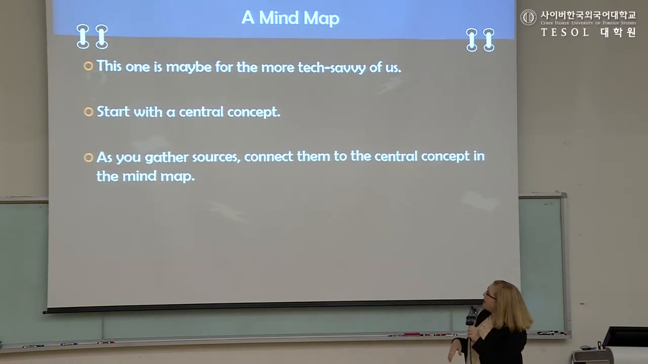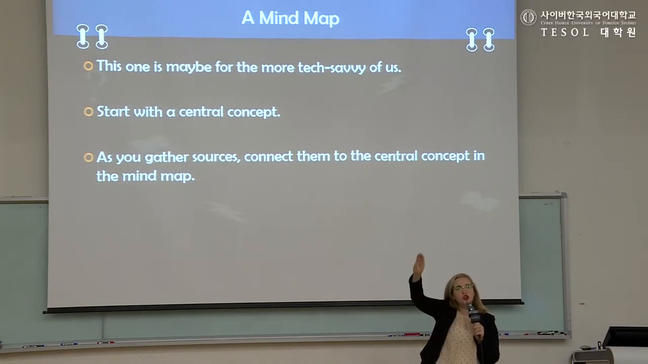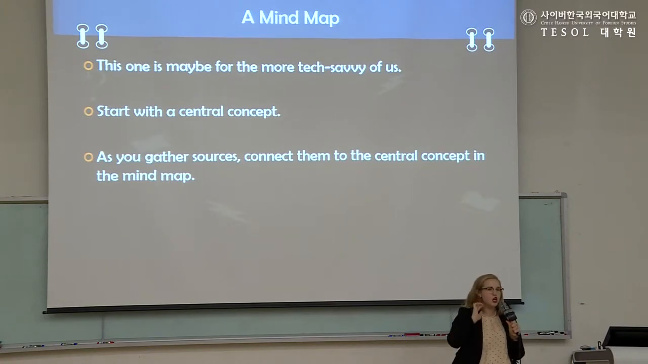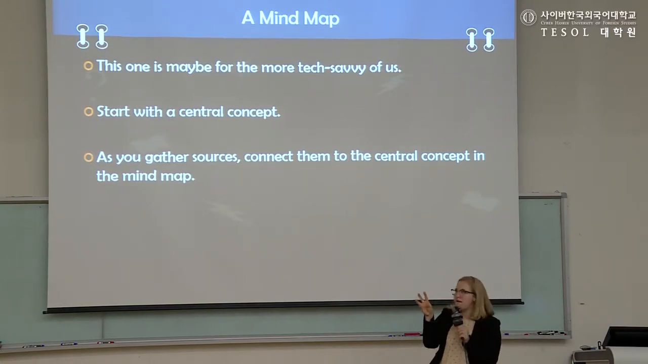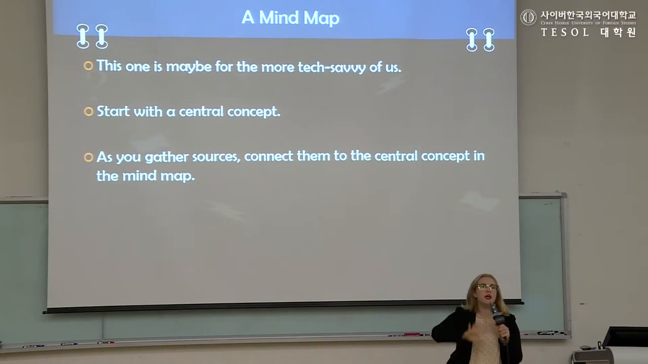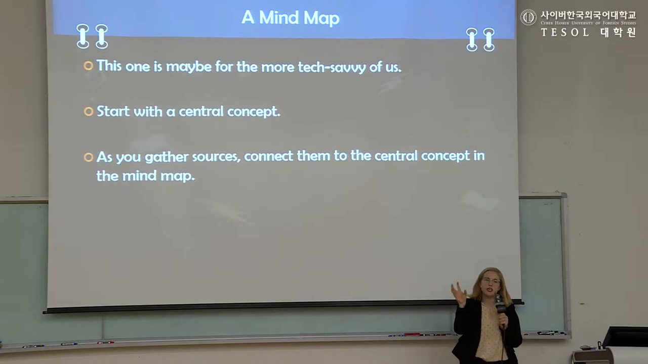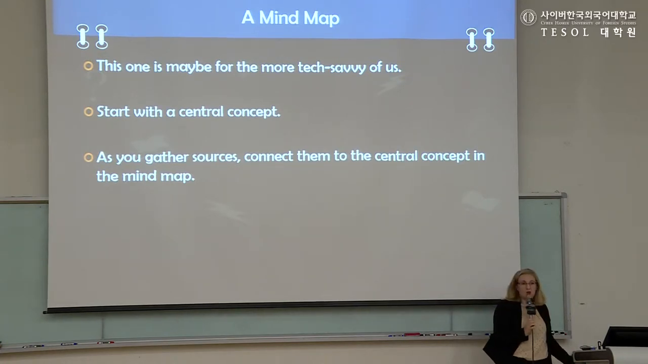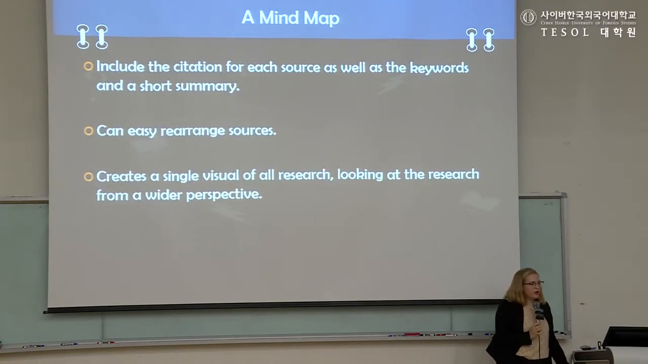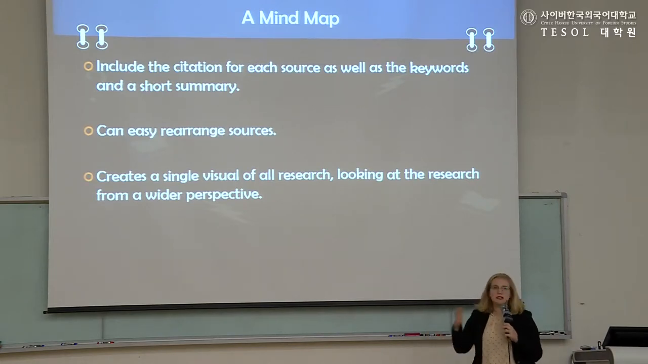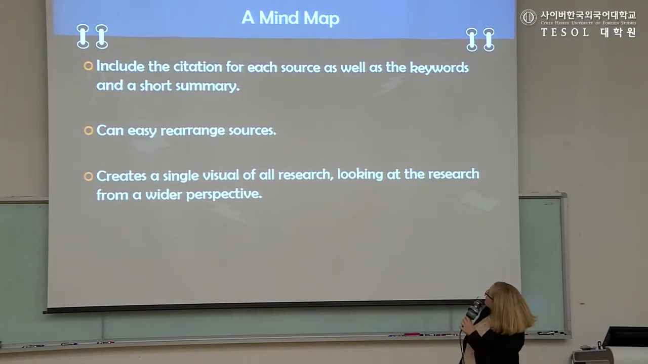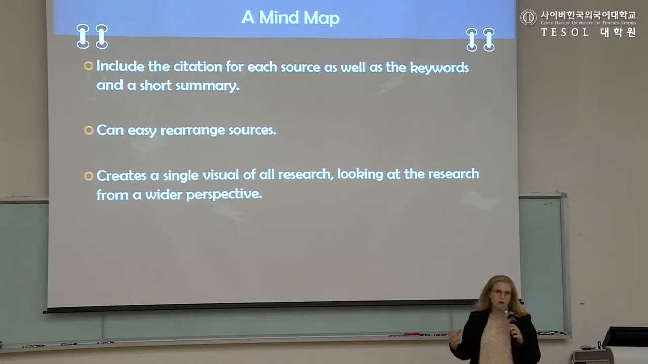And the great thing about a mind map is as you gather sources, you can physically draw in those connections to your main idea. You can color code them, you can add in quotes, you can add in hyperlinks, you can organize everything into this one mind map, this one document, to where it's connected to each other already, and you've already got each section of your paper basically planned out by the time you write it. So again, in the mind map, we have to include the citation because it's going to be a great way to recall information, as well as keywords and a short summary.